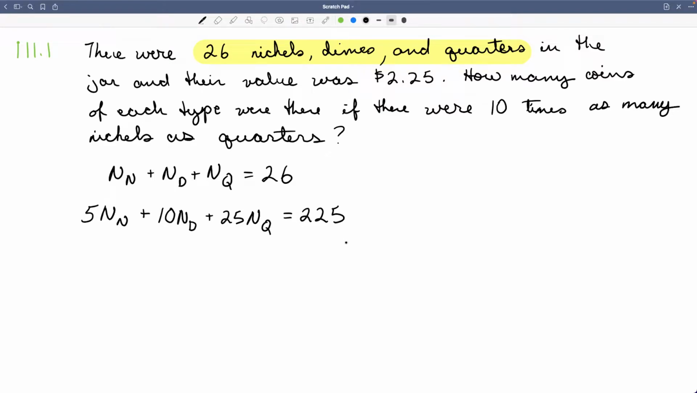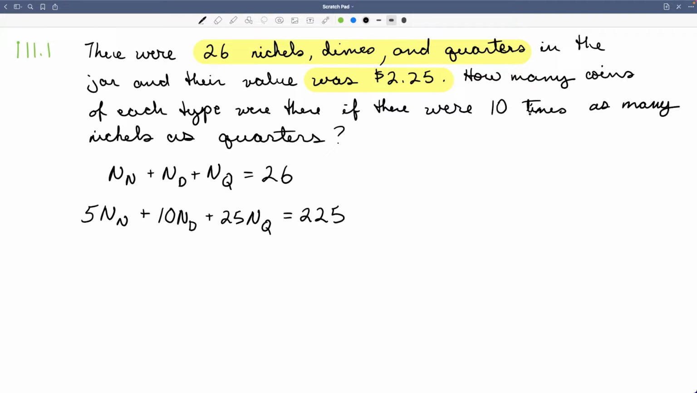Now, we could easily take 2 of these away and bring them over here, like subtract 2 from this side, and say the number of nickels is equal to 26 minus the number of dimes minus the number of quarters. But then we would have to do that again for the number of dimes. The number of dimes would be equal to 26 minus the number of nickels minus the number of quarters. So we would need 2 more equations, right? But this gives us an opportunity for a third equation here.